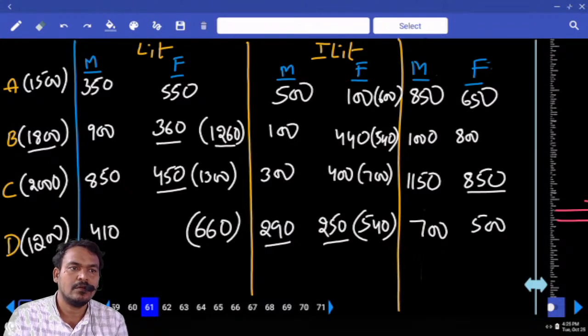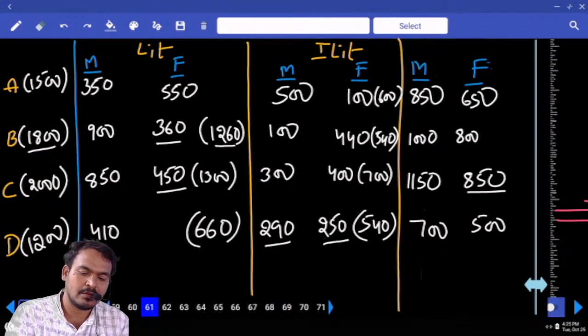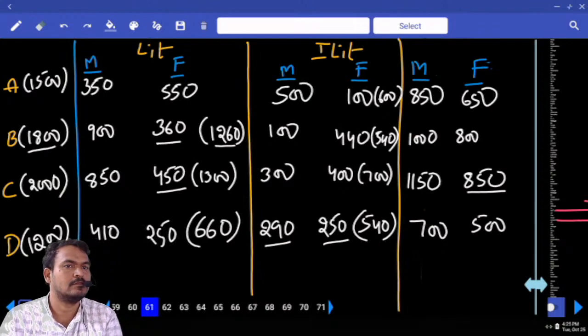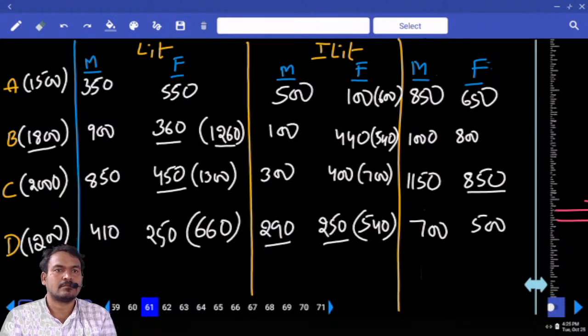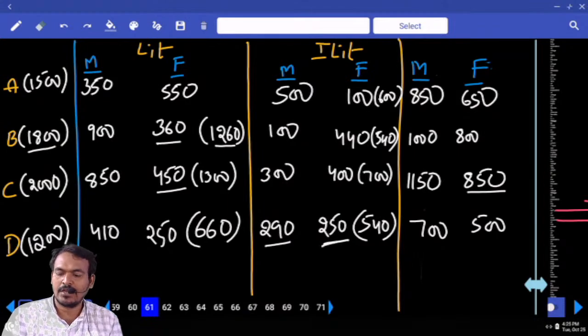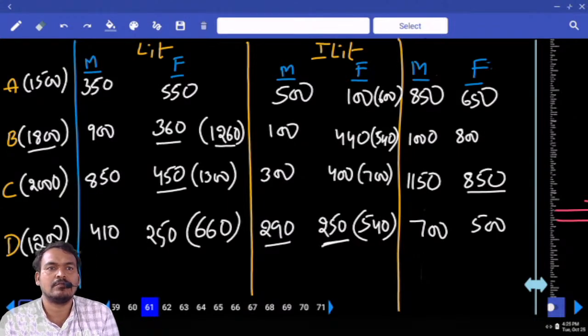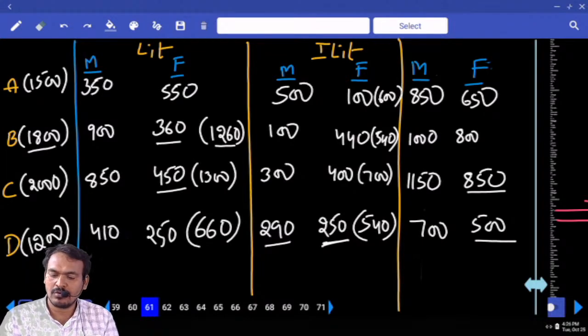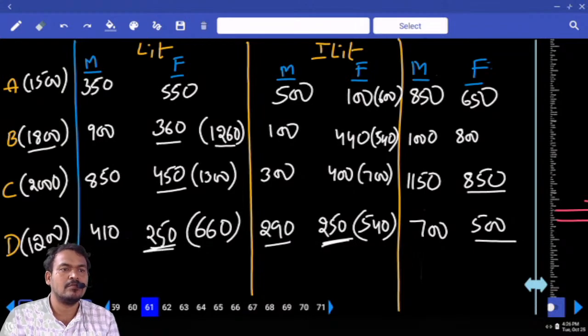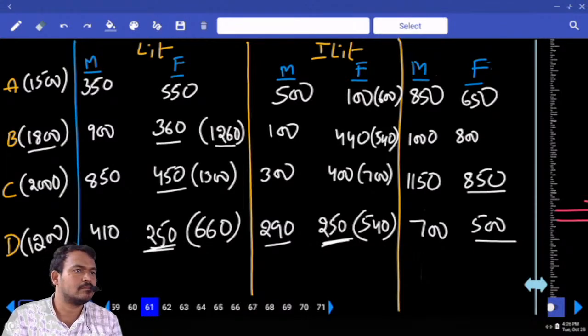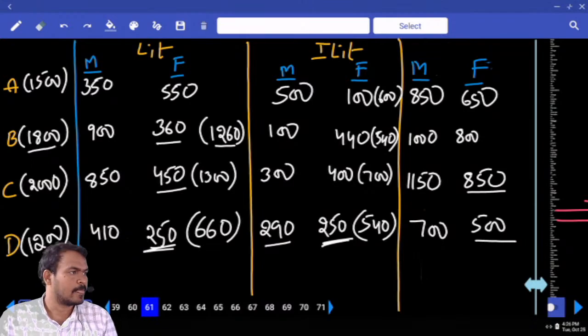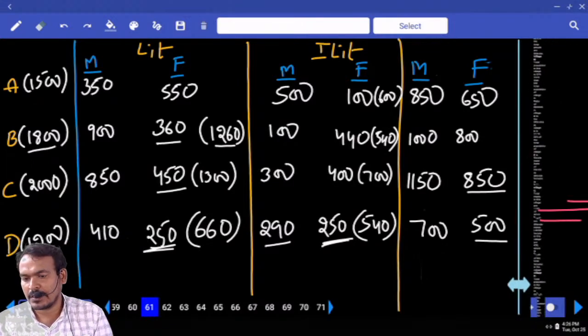Yes or no? Next, out of 660, 410 is complete. What is the remaining? 250 or not? 250 is half of the total females or not? 250 value, half value means full value 500. Out of 500 here 250 means obviously this one also 250 or not. Okay, data clear?